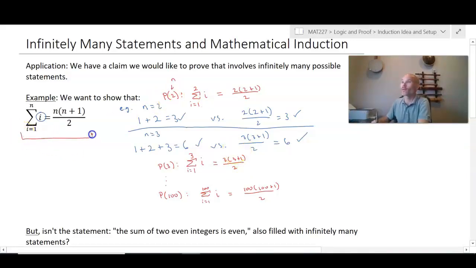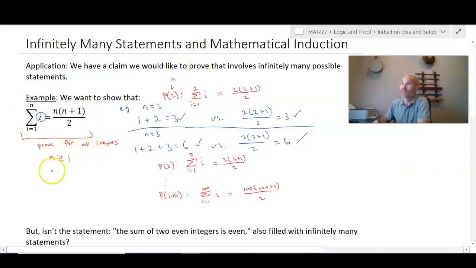So we want to prove this for all integers n greater than or equal to 1. Now, by the way, 1 would work. You'd just stop at the first term. If I went from 1 to 1, then it would just be 1 plus nothing else.